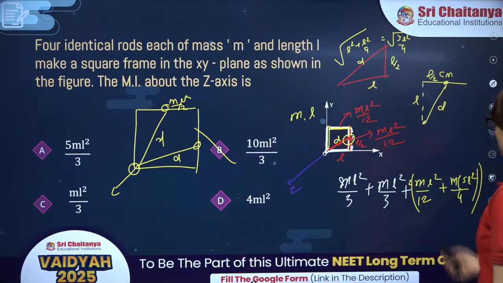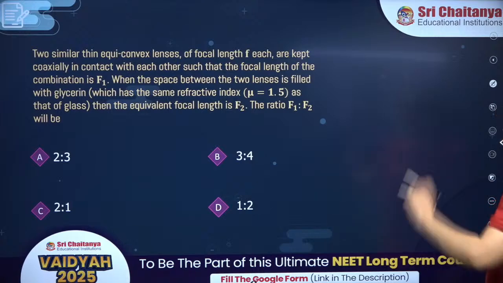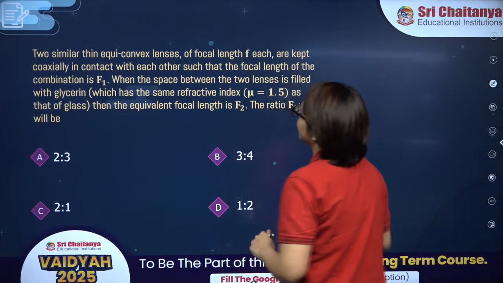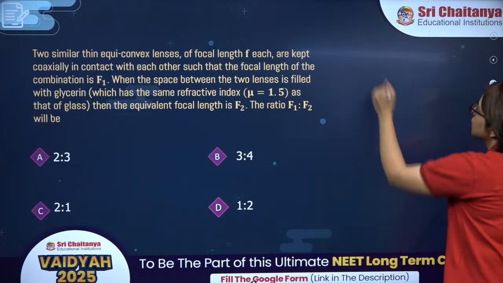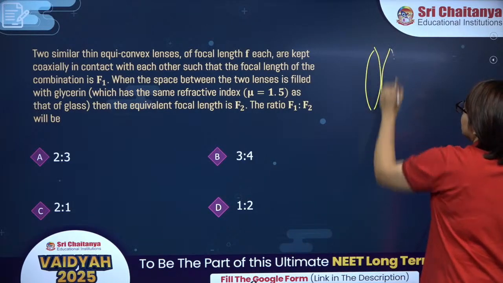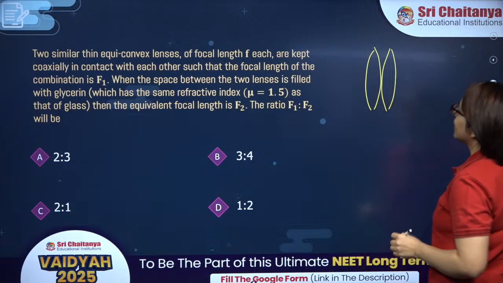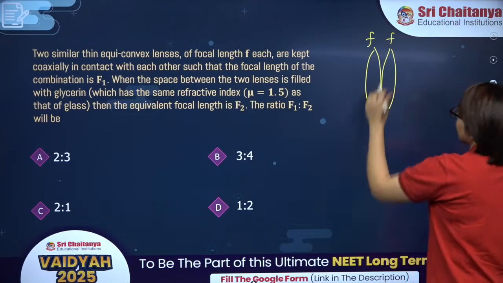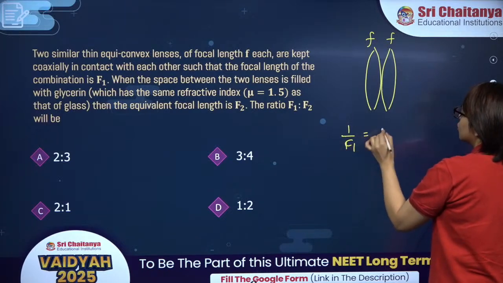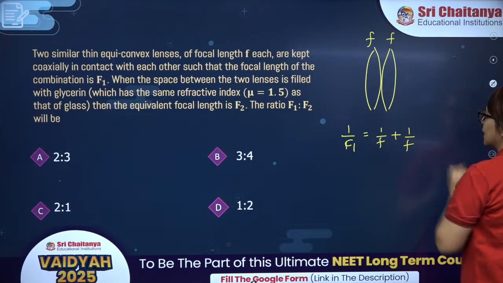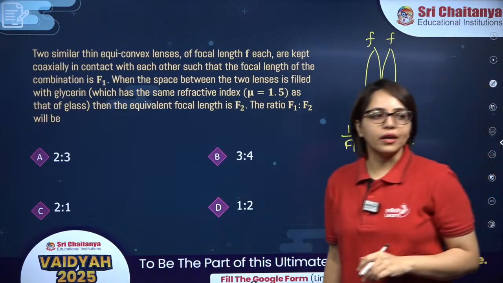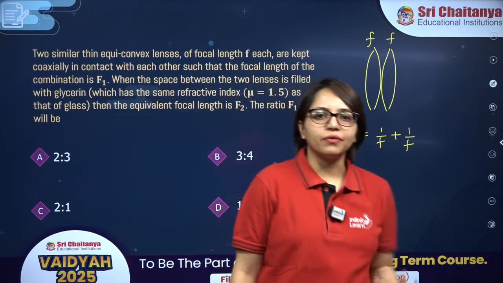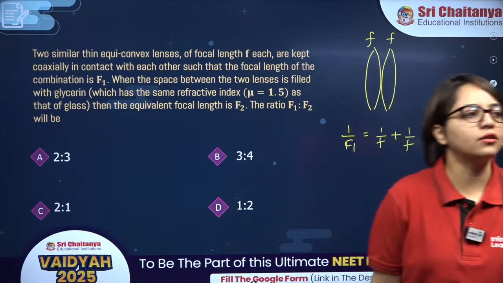Okay, next is this one over here. Two similar thin equiconvex lenses of focal length f each are kept coaxially in contact with each other such that the equivalent focal length is f1. So, if each of these has focal length f, the equivalent focal length 1 upon f1 should be 1 upon f plus 1 upon f, right? That is how we write the equivalent focal length of the combination: 1 upon f equivalent is 1 upon f1 plus 1 upon f2 plus 1 upon f3 and so on.